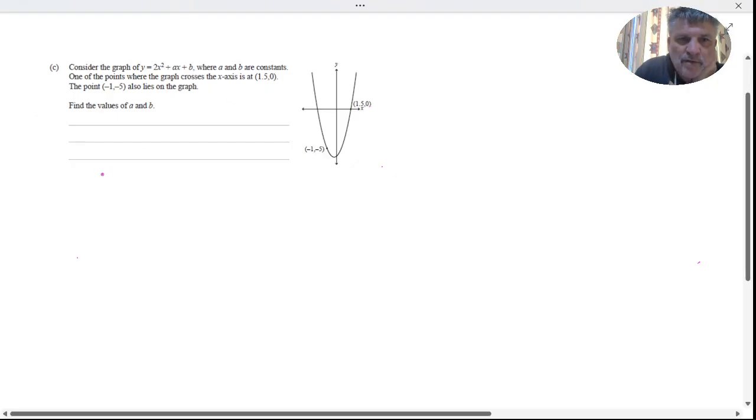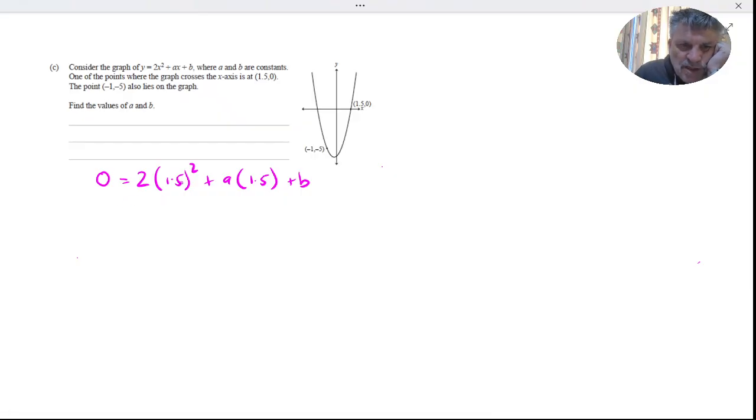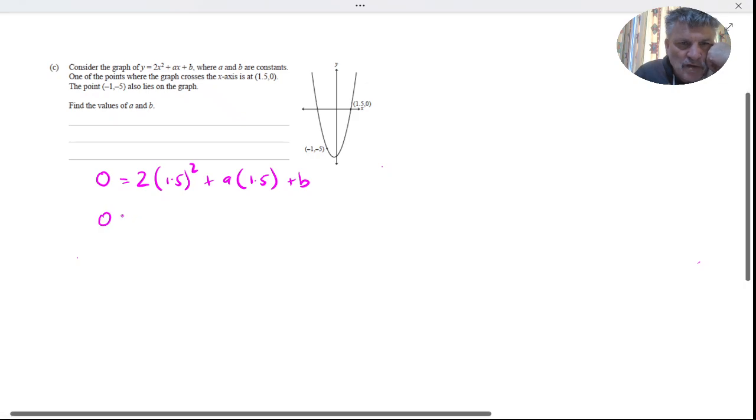So if you put y, which is 0, is equal to 2 times 1.5 squared plus a times 1.5 plus b. We can tidy that up. 1.5 squared is 2.25, so 2 lots of that is 4.5, so 0 equals 4.5 plus 1.5a plus b. You could double this if you wanted and get rid of these decimals.